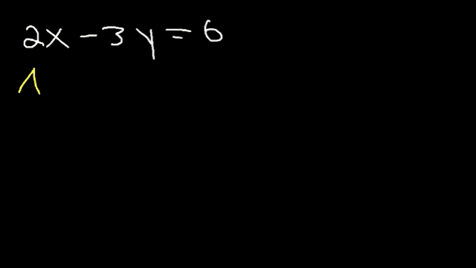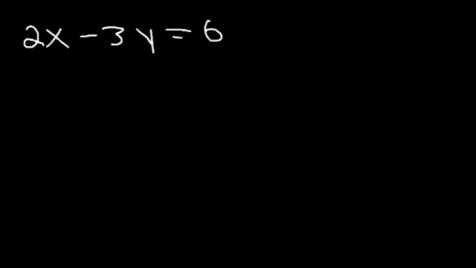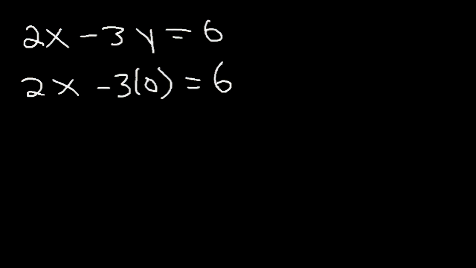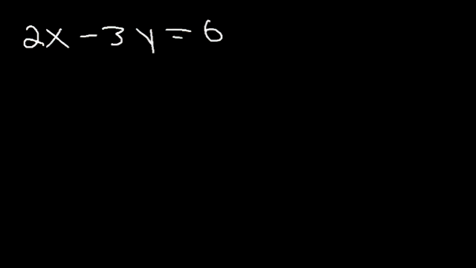Now sometimes you might have an equation in standard form. Standard form is ax plus by is equal to c. Now in this form, if you wish to graph it, the best thing to do is to find the x and y intercept. To find the x-intercept, substitute 0 for y. So this completely disappears. So 2x is equal to 6. 6 divided by 2 is 3, so x is 3. So therefore, the x-intercept is 3, 0.